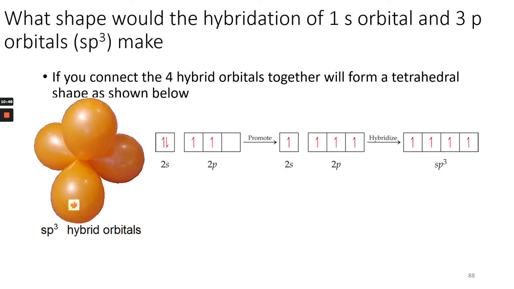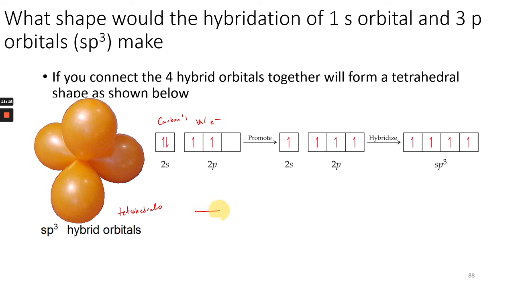If we have our sp3, so we tie those 4 balloons together, we're going to make tetrahedral. And this is how you get your shapes. Okay? So if you connect the 4 hybridized orbitals together, you will form the tetrahedral shape as shown below. So how do we get this again? So here are carbon's valence electrons. We have to get my 2 s's and my 2 p's to all have the same energy.